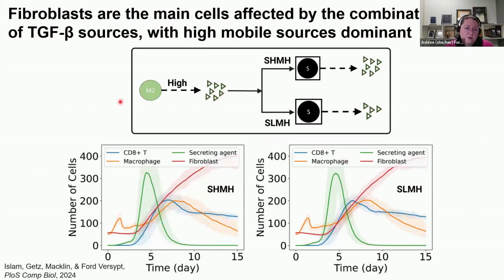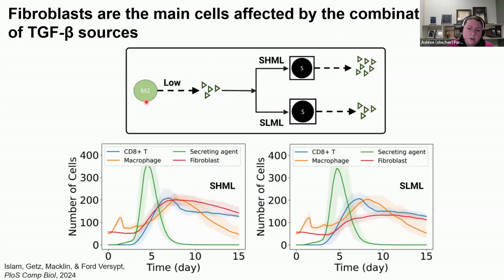We also then considered the combination of those sources and whether one of them was high and the other high or low. And basically what we got as the main result is that these mobile macrophages were very much driving this. These sources are dominant, that when these are high, you don't really see much of a difference between the stationary sources. Whether they're high or low, we get very similar outcomes here. And then similarly, when the macrophages are low, even with high and low values of the stationary sources, we get pretty similar dynamics.